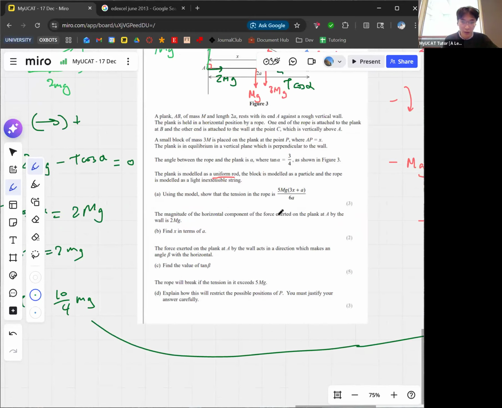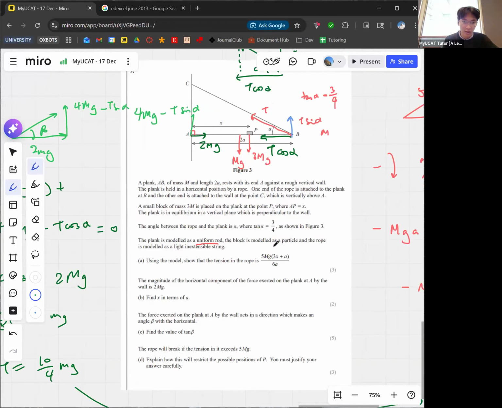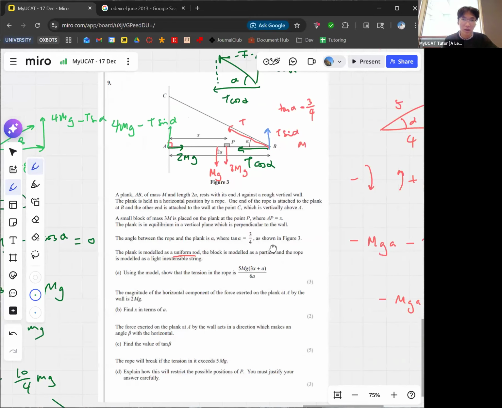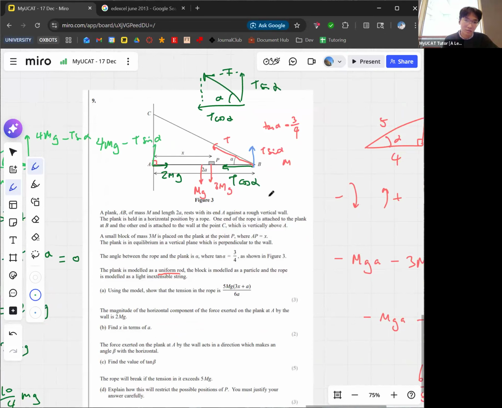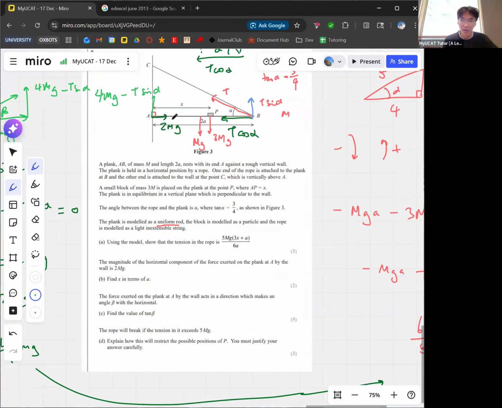And then the rope will break if the tension in it exceeds 5mg. Explain how this will restrict the possible positions of P. It just means that you can't go further apart. You would probably work out what the limiting value of x is here.